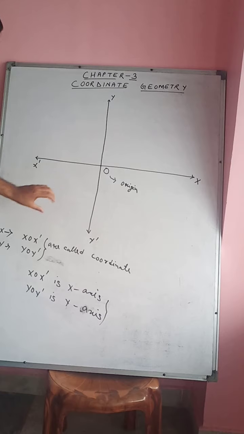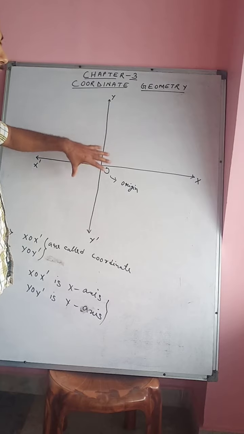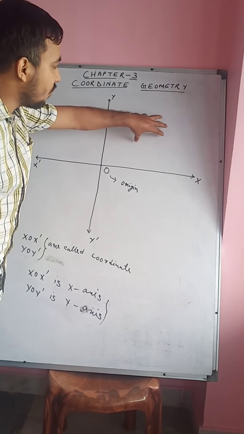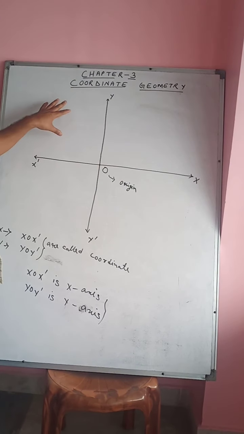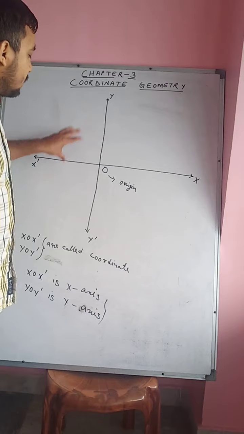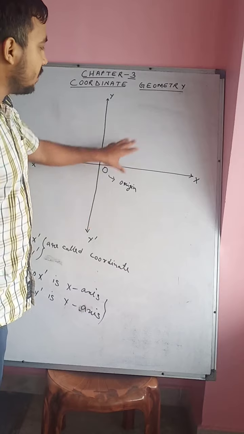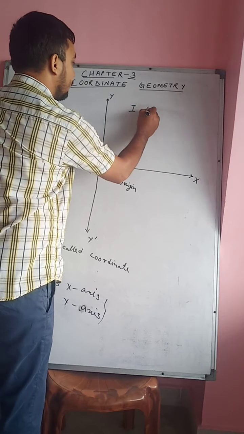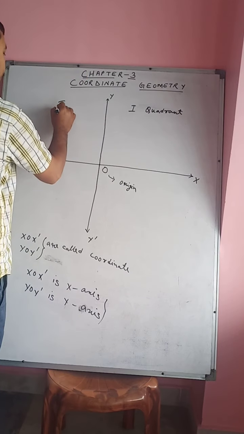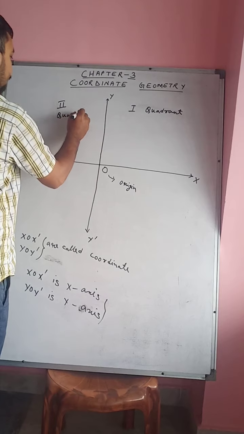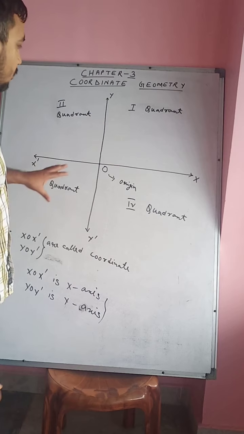Now when these two perpendicular lines intersect each other, the plane is divided into 4 parts. So this first part is known as the first quadrant, and this is known as the second quadrant. So we have 4 quadrants together.